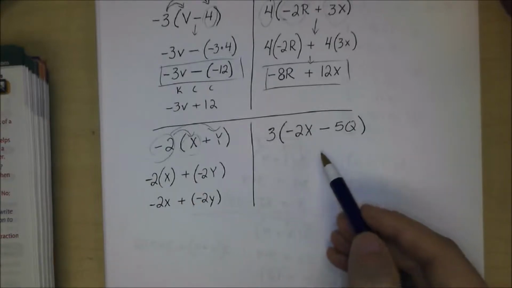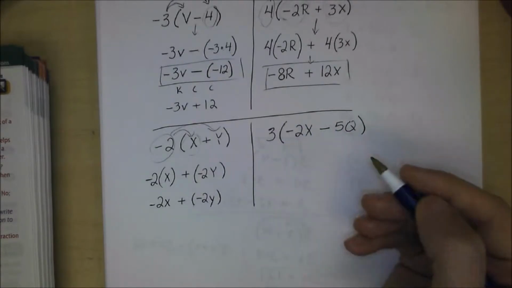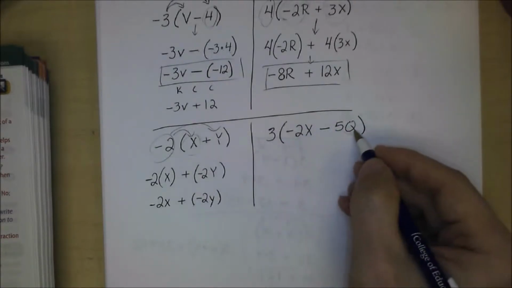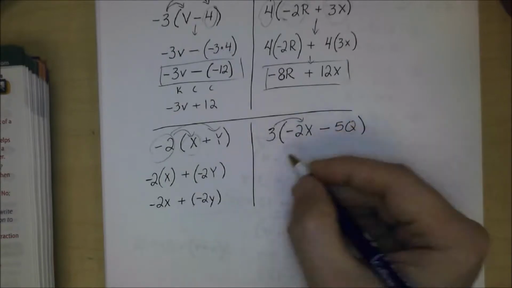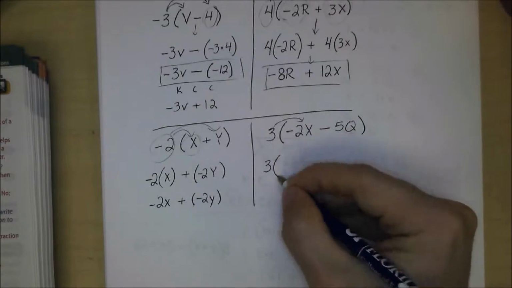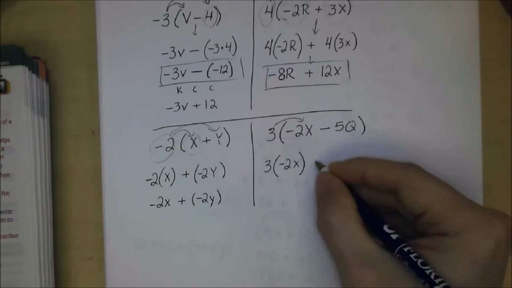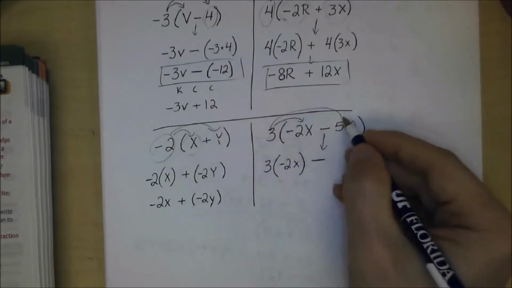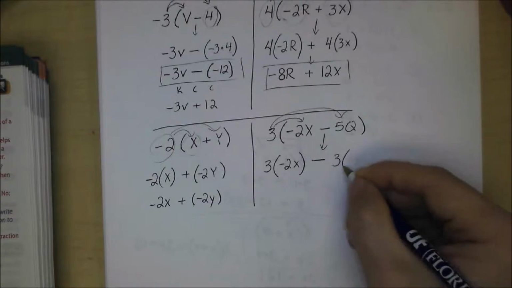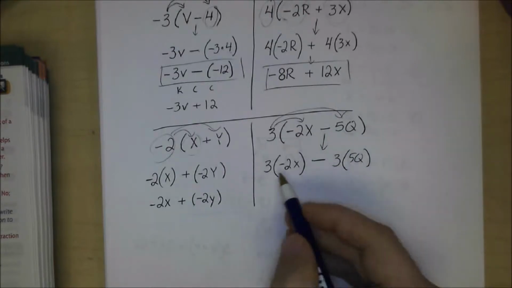Let's take a look at this one right here. 3 times negative 2x minus 5q. Well, I got to distribute this times that. So I'm going to have 3 times, I'll put that in there, negative 2x minus, there's that minus sign. Got 3 again times 5q.